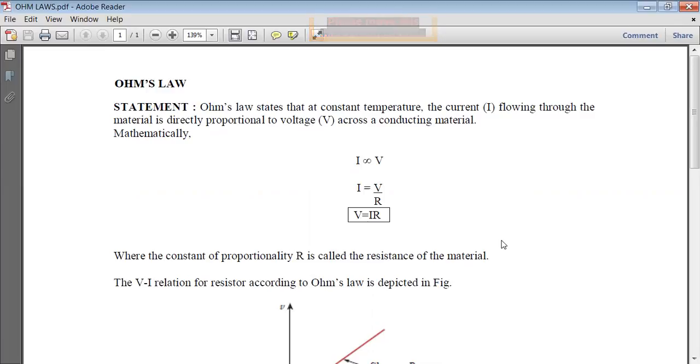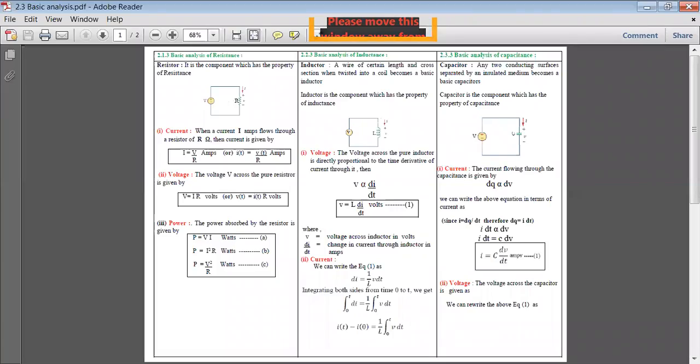Now we'll shift to the next topic, the basic analysis of a resistance. Basic analysis of resistance, basic analysis of inductance, basic analysis of capacitance. We'll complete the resistor in this part 2. In part 3, I'm going to discuss inductance and capacitance. Now I will complete resistance.